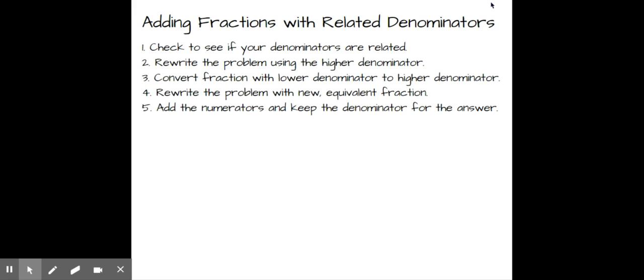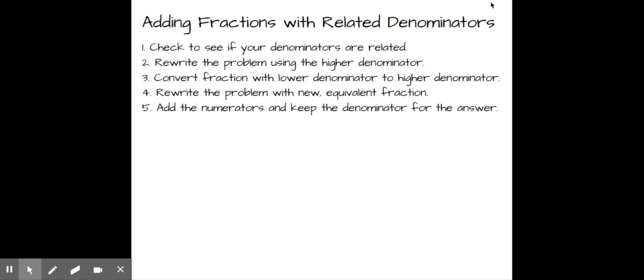Hi guys, so this lesson is adding fractions with related denominators. You're probably going to want to write these 5 steps down. To have time to do that, you might want to pause the video and get some paper and a pencil so you can write this down.